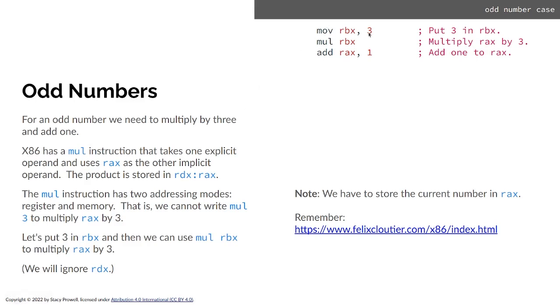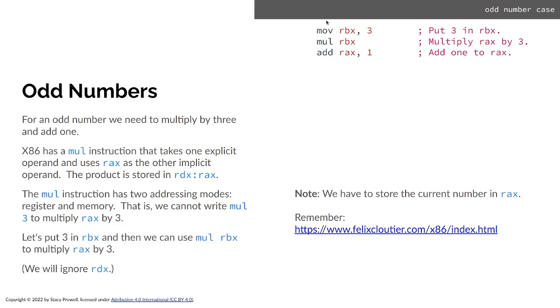What I can do is I can put 3 in the register RBX. So now RBX holds the value 3. Now I can use the single argument version of mul. This has to be a register, and I can multiply that, and what I get is RAX times 3. And then I add 1 to RAX. So this presumes my current value is being stored in RAX.